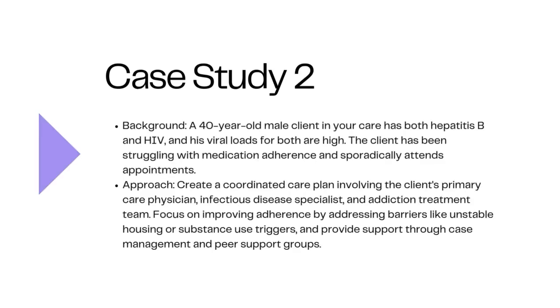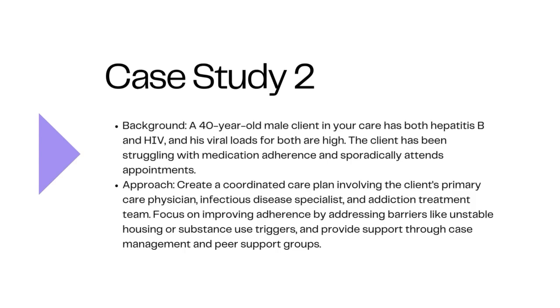And here's another one. A 40-year-old male in your care has both hepatitis B and HIV, and his viral loads for both are high. The client has been struggling with medication adherence and sporadically attends appointments. And we didn't really talk about viral loads here, but basically what this means is he can be considered highly contagious, and likely his liver is being affected.